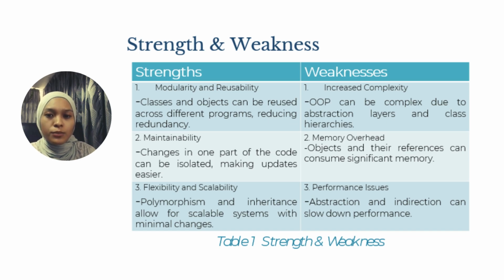The first strength is modularity and reusability. Classes and objects can be reused across different programs, reducing redundancy. The second one is maintainability. Changes in one part of the code can be isolated, making updates easier. The third one is flexibility and scalability. Polymorphism and inheritance allow for scalable systems with minimal changes.